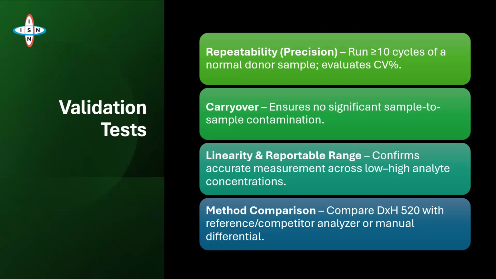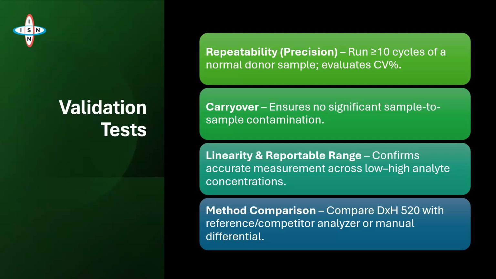Then linearity and reportable range. It confirms accurate measurements across low or high analyte concentrations. And then method comparison, which compares DXH 520 with a reference or competitive analyzer or manual differential.